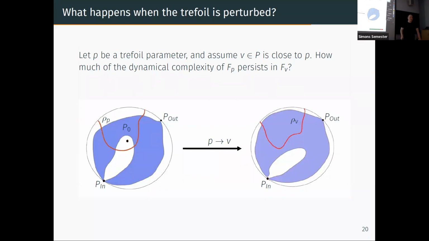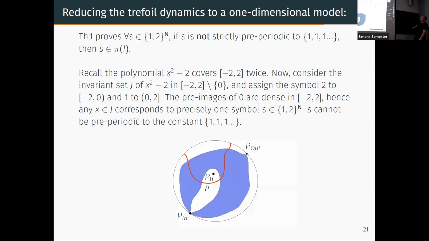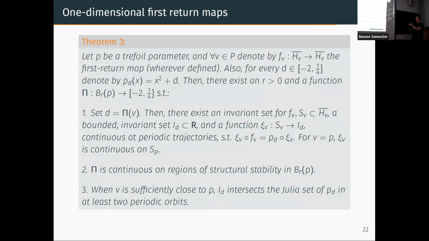I didn't quite get the Julia set comment. For quadratic polynomials, the Fatou sets may contain at most one periodic point. So at the moment, there are at least, say, three periodic trajectories in this invariant set. We know the invariant set has to intersect the Julia set for the polynomial.